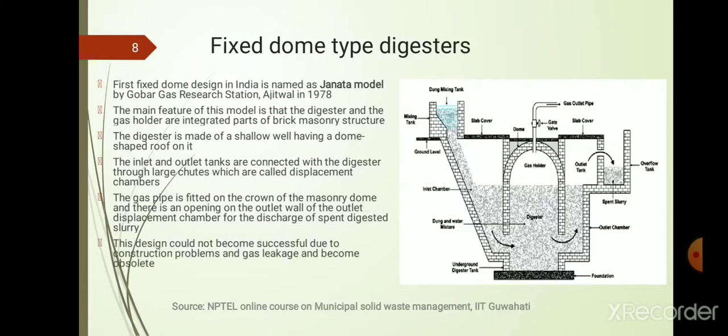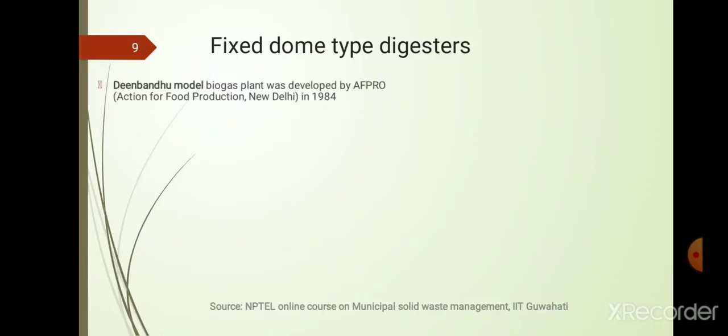But the problem with this design was several constructional difficulties and also gas leakage. These were the two problems faced by this design. Mainly we had construction difficulty when making these chambers and passages, and another problem was the gas leakage. Due to this the design became obsolete, and it was replaced by a new type of fixed dome digester, the Deenbandhu model. This is a very famous model, even in use now.